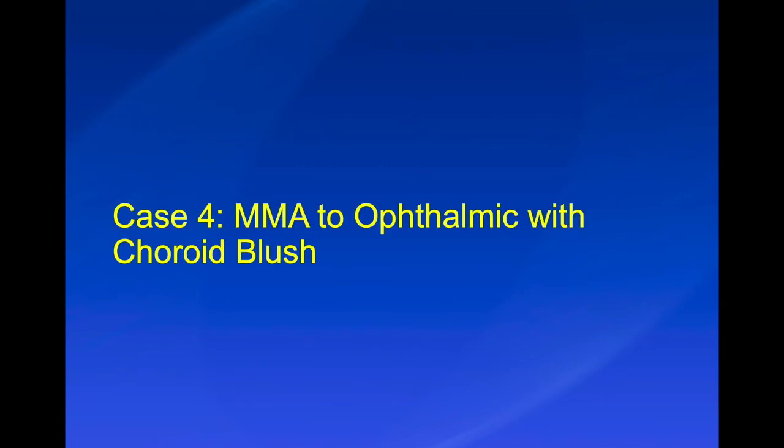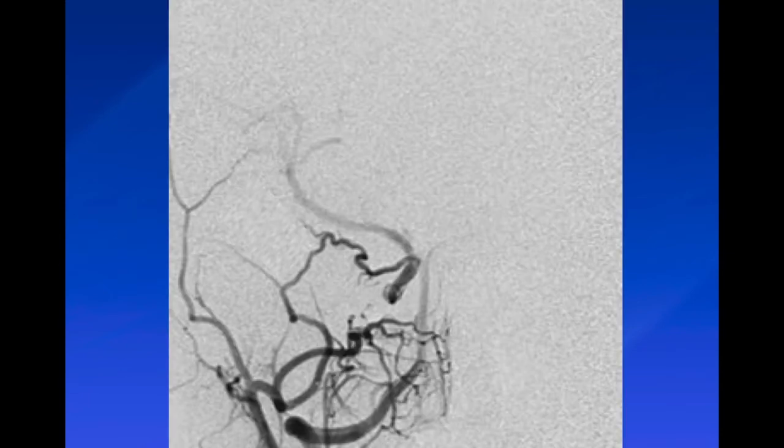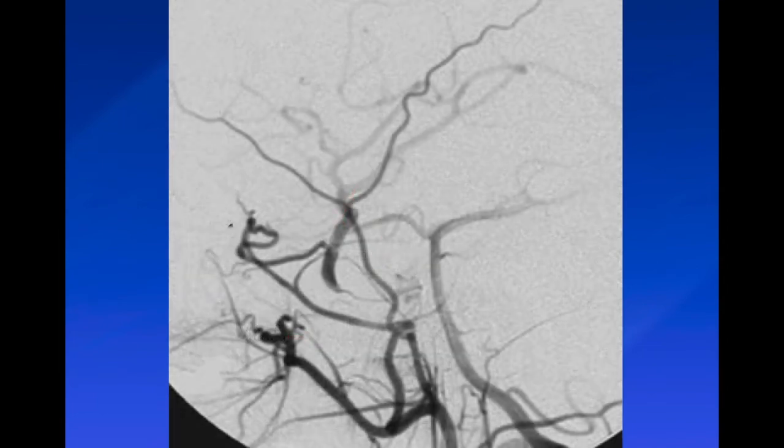So here's a case, and this is one of the things that we have to look out for when we're doing any type of embolization involving the internal maxillary artery or middle meningeal artery. So middle meningeal artery to ophthalmic artery anastomosis with choroid blush. So here we see our injection of our external carotid artery. We see our middle meningeal artery, that recurrent meningeal artery, then the ophthalmic artery, and then the ICA.